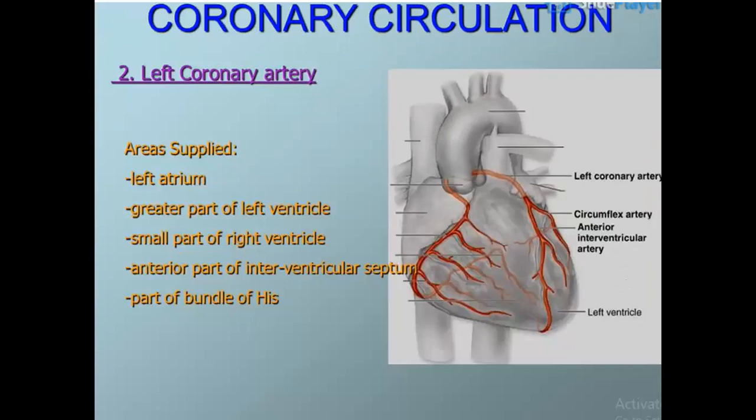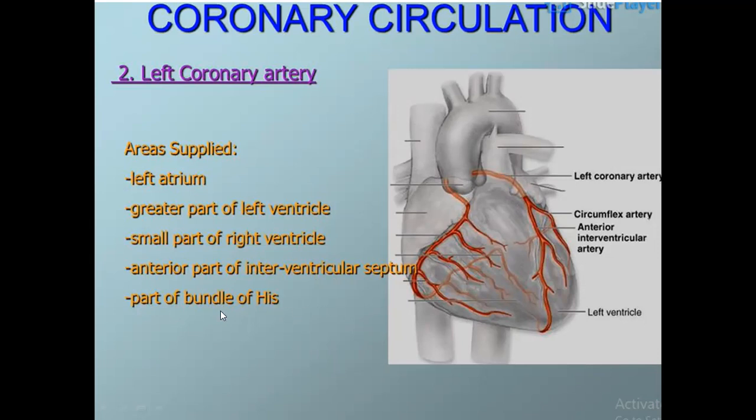Good. So what areas are supplied by the left coronary artery? The left coronary artery, as we said before, will supply the left atrium and a greater part of the left ventricle. This is the left ventricle. So a greater part of the left ventricle is supplied by the left coronary artery, and the left atrium also. And then a small part of the right ventricle is supplied also because of the circumflex branch that comes down to anastomose here. And then the anterior part of the interventricular septum is supplied by the left coronary artery, and then part of the bundle of His.